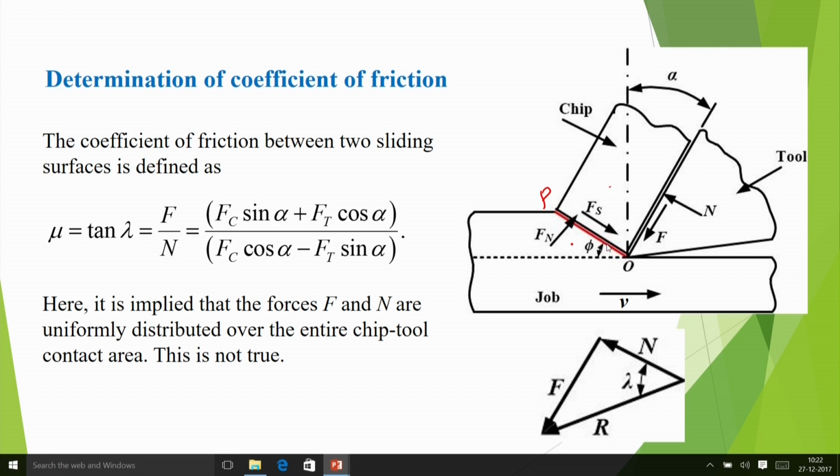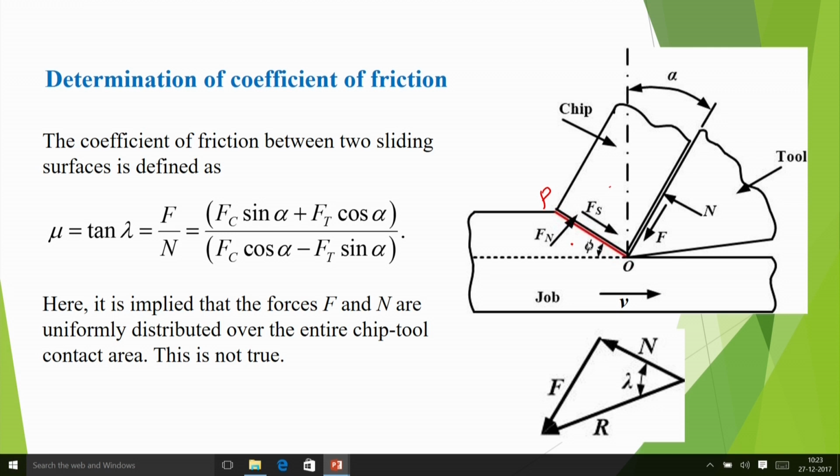And in this situation, there is a shear force Fs acting here, and then there is a normal force Fn that is also acting on this shear plane. This is the plane in which there is a maximum shear stress, and there is a normal stress, which can also be called a hydrostatic stress, basically a pressure. And phi is the shear angle, as usual.